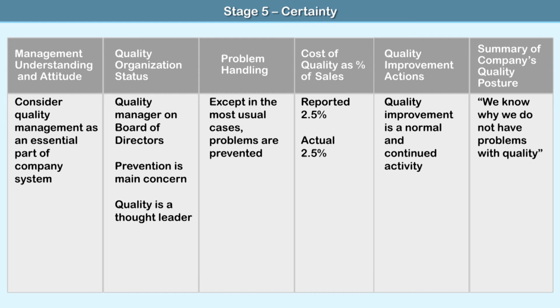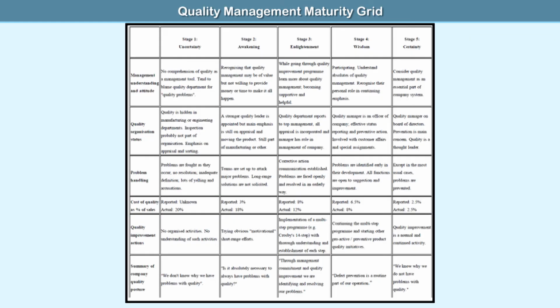The grid is a simple 6 by 6 matrix that shows different stages of maturity of the company's quality management against 6 different quality management categories. Management understanding of quality, problem handling, cost of quality, etc. The lowest stage of maturity is called uncertainty. The organization is inexperienced. Quality management is a low priority and reactive, etc.